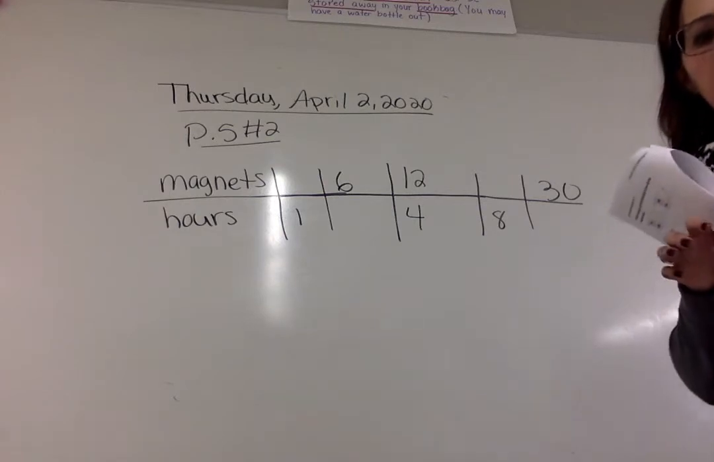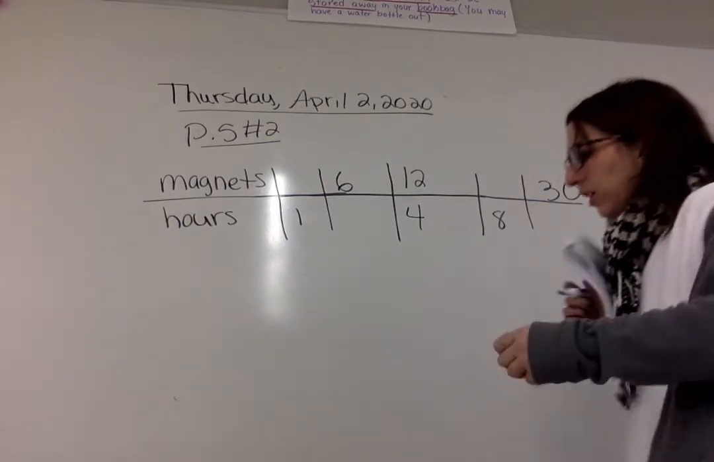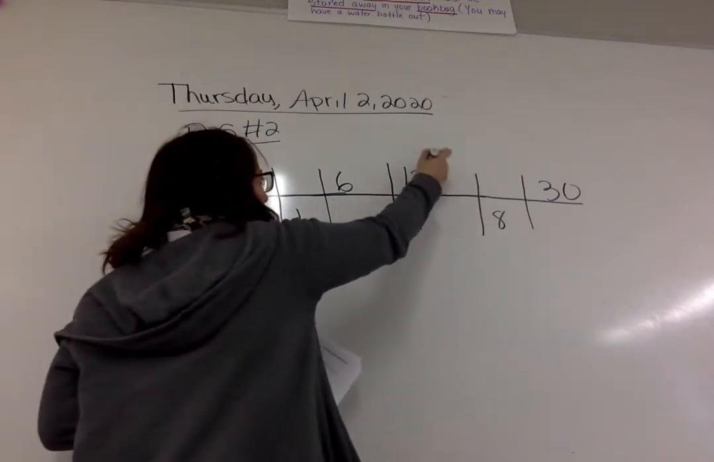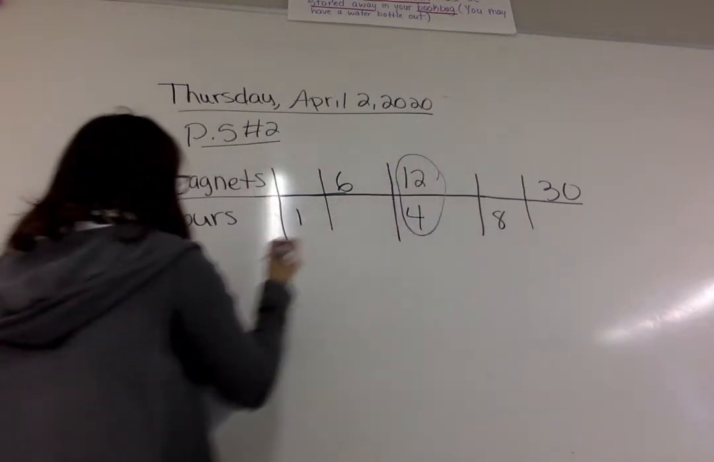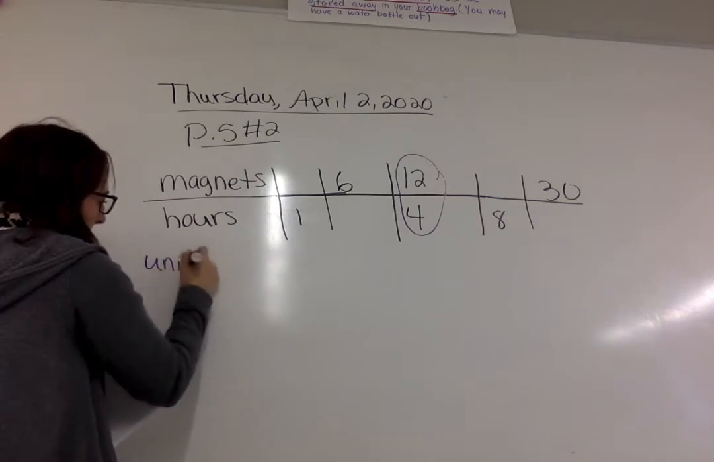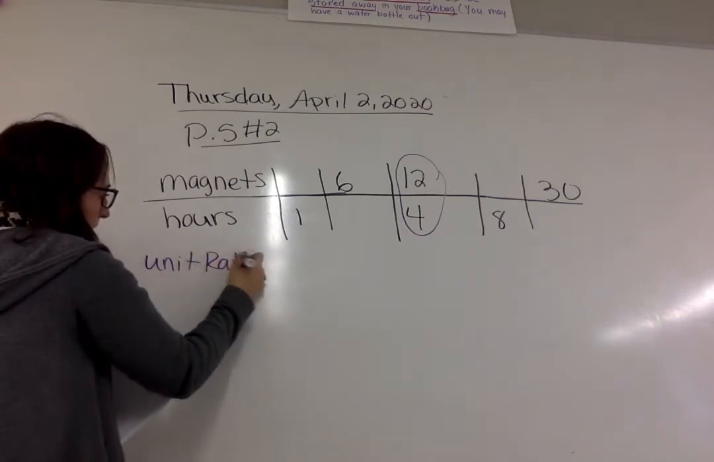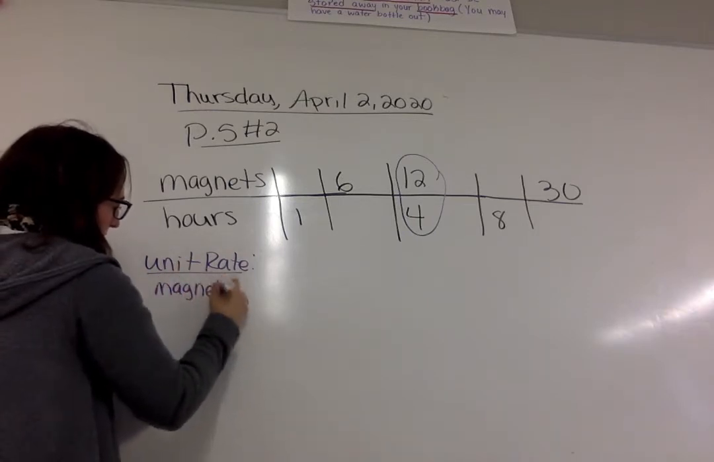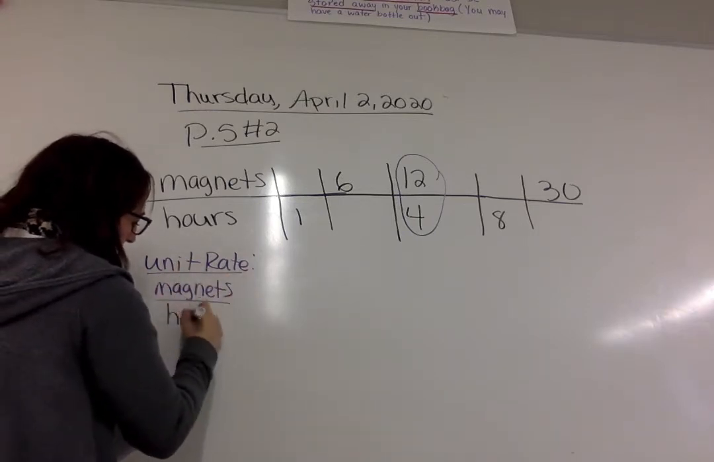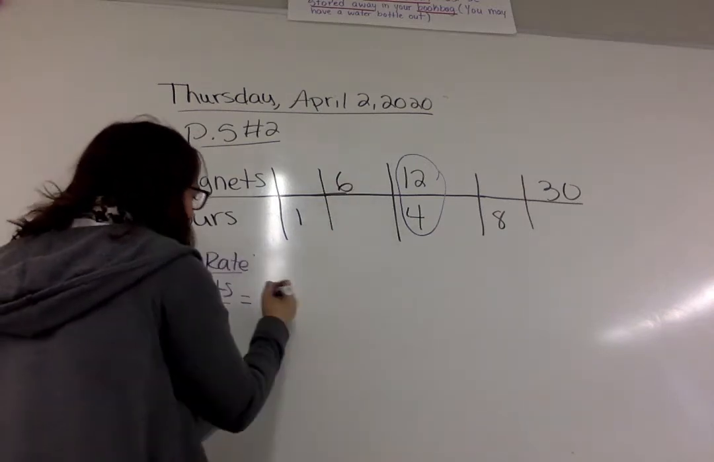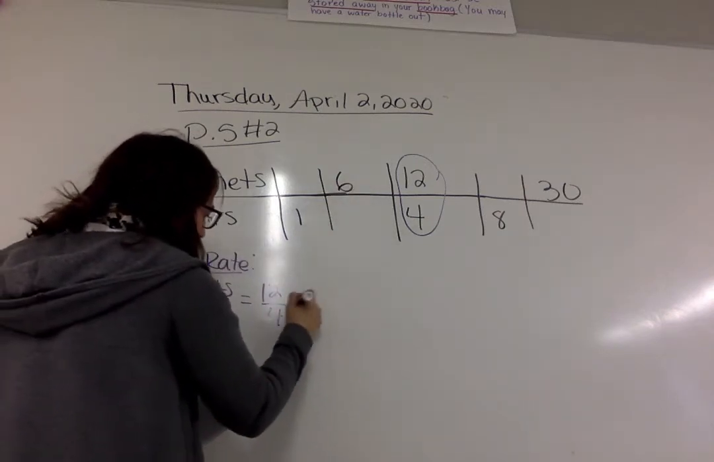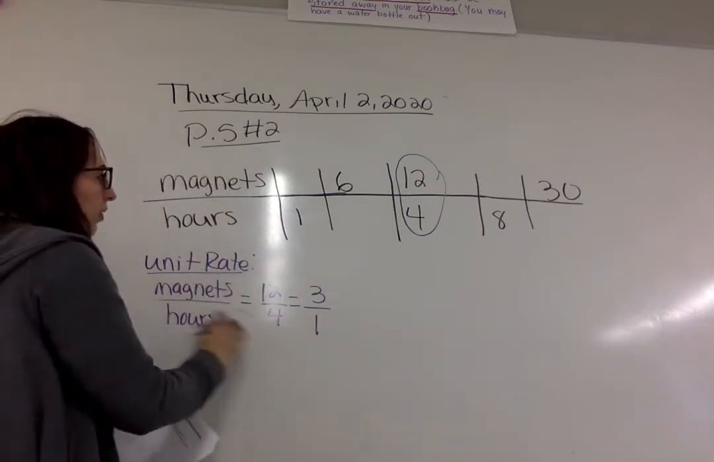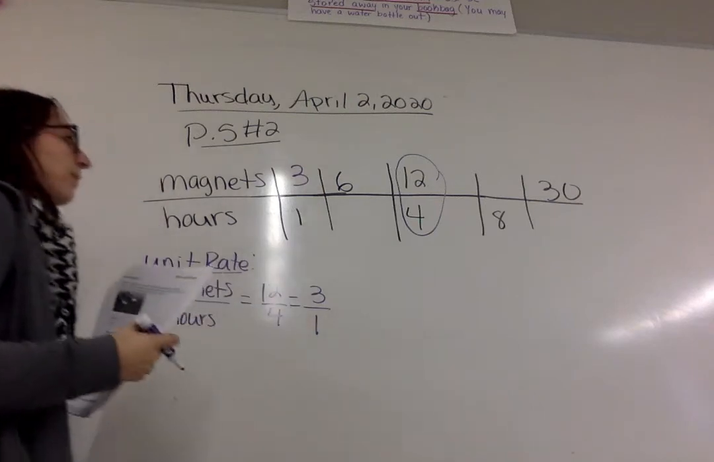So first off, anytime you get a ratio table, we stress to you that you got to find the unit rate. So I'm going to divide magnets by hours here to get my unit rate. So I'm going to write unit rate. Magnets over hours. I'm going to divide 12 by 4, and I'm going to get 3 magnets for every hour. So 3 magnets for every hour, which is my numerator.